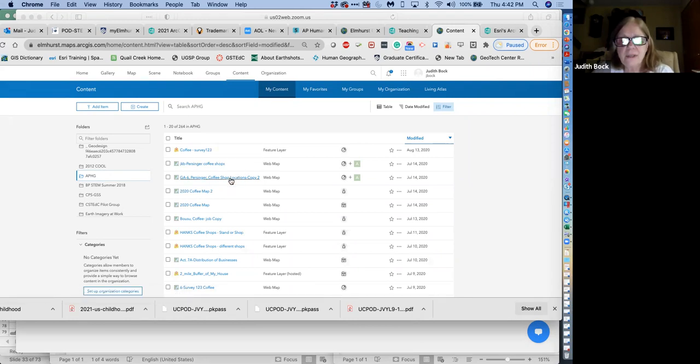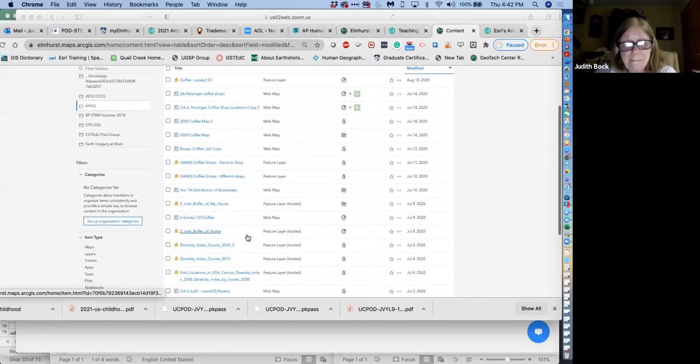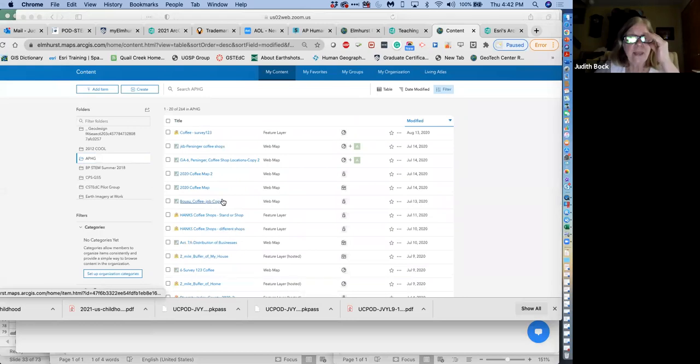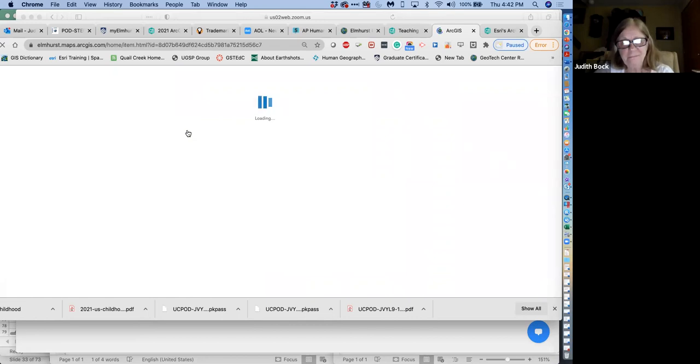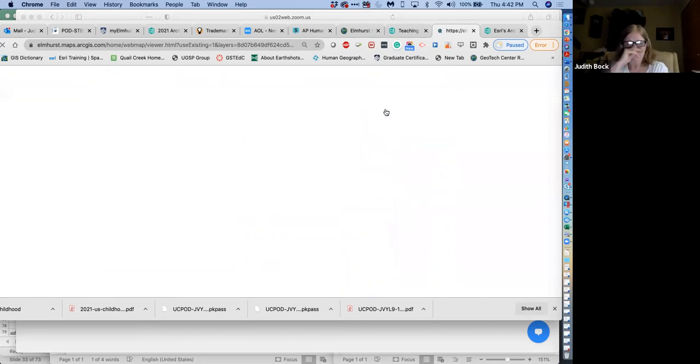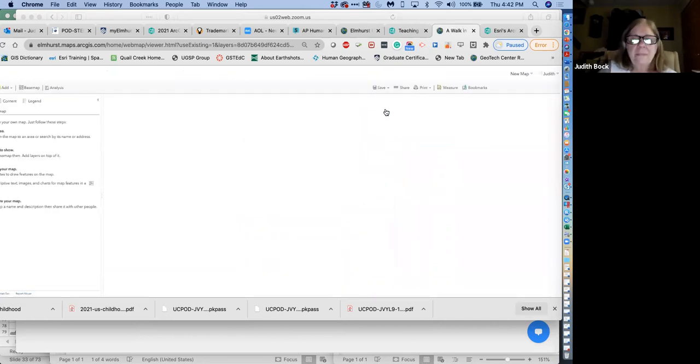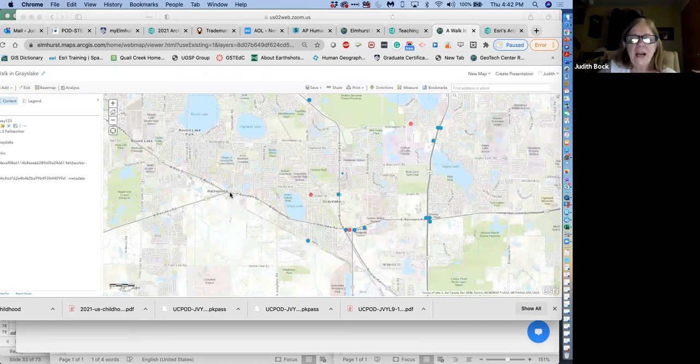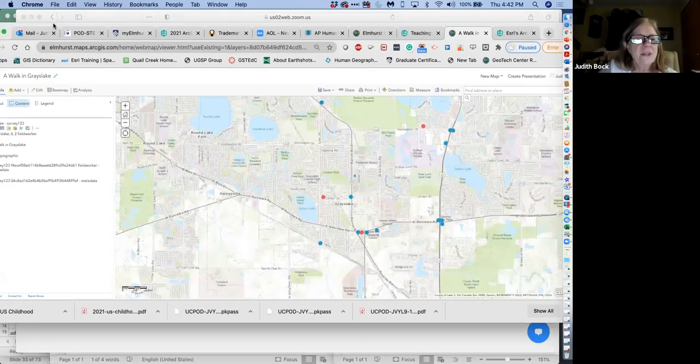You can see we have all these different things, and I have a lot of coffee shop things here. And I found the one I wanted. Let's see if this is the one that opens. I'm going to open it in the map viewer. Yes, it is the one that I want. So again, I'll grab this without changing things.